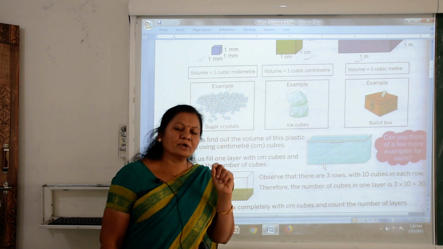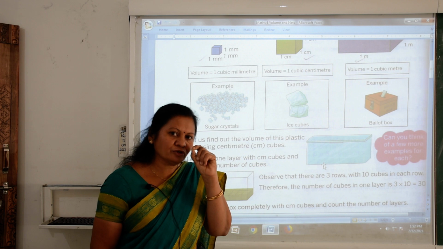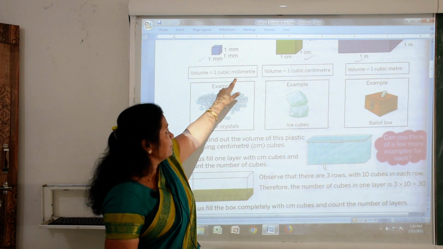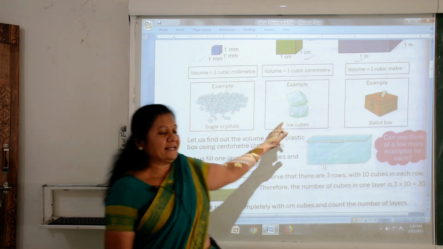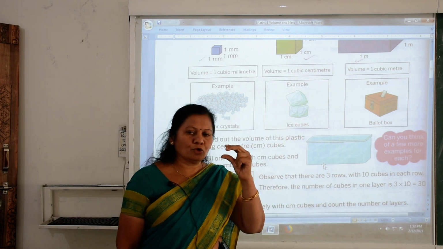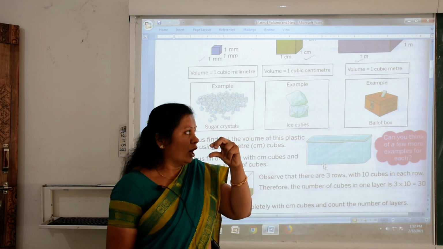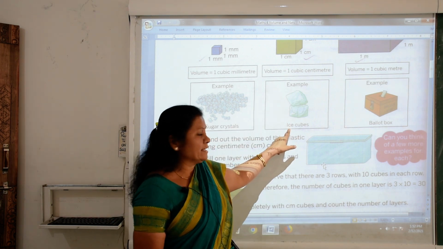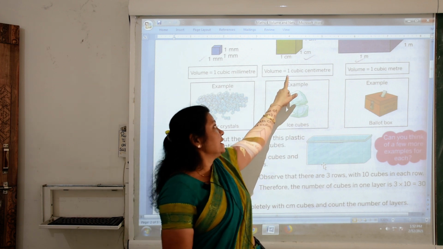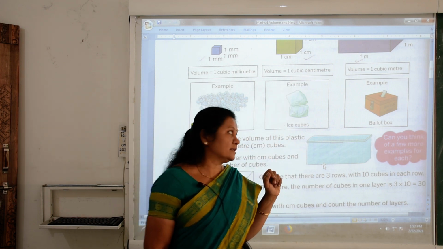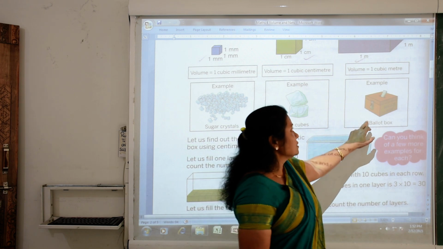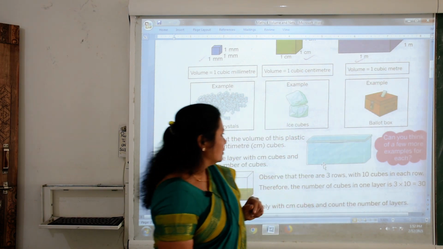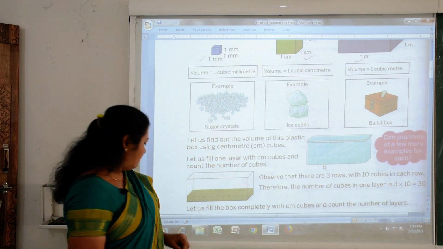You have seen the sugar crystals, how small they are, so they are measured in cubic millimeter. And ice cubes, a cube means 3D or square shapes. The volume of ice cubes is measured in cubic centimeter, and a ballot box is measured in 1 cubic meter. So this we can measure.